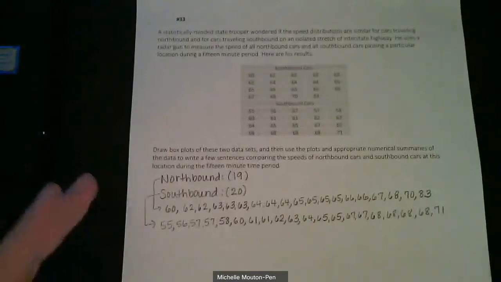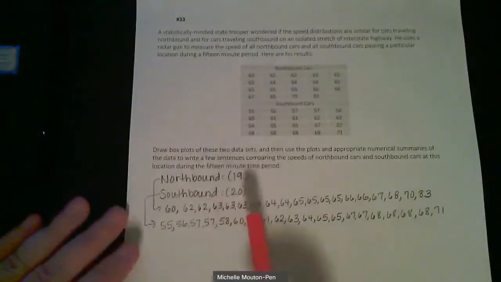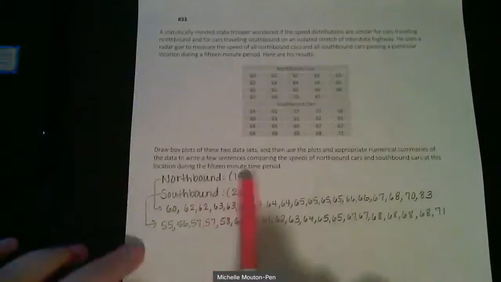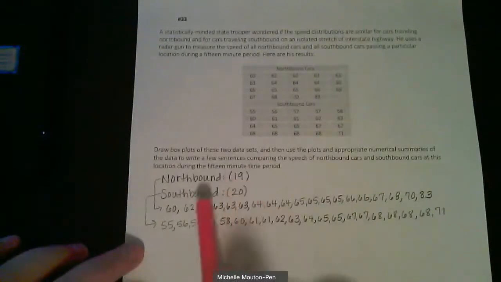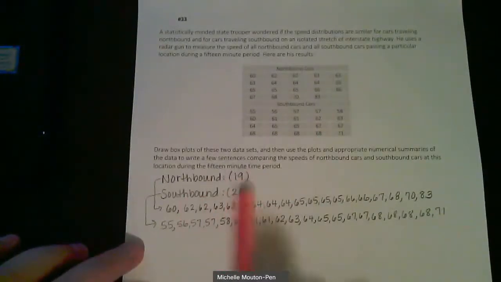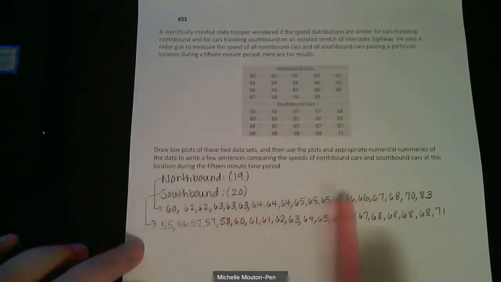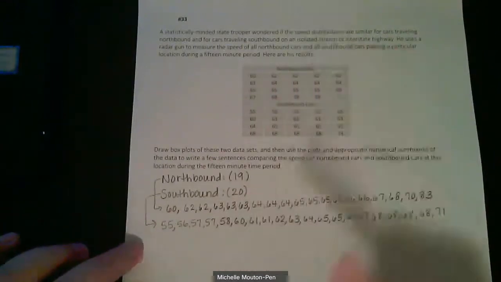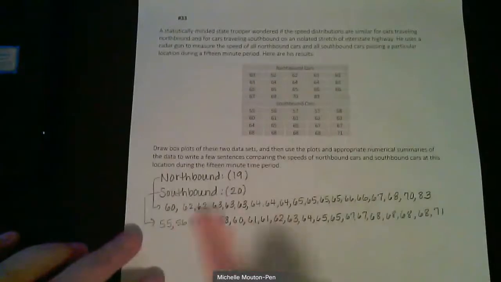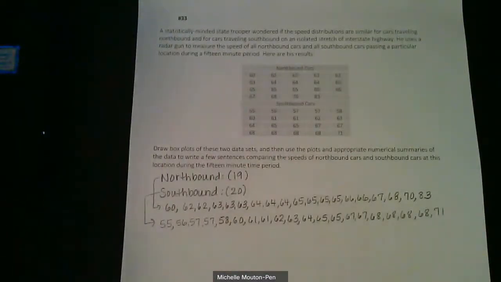All right, so for question number 33, this is our state trooper who is using his radar gun. I went ahead and front loaded this just a little bit. There were 19 cars going northbound, and there were 20 cars going southbound. I went ahead and listed them out like this rather than in this table. Now, it says to draw actual box plots of this.